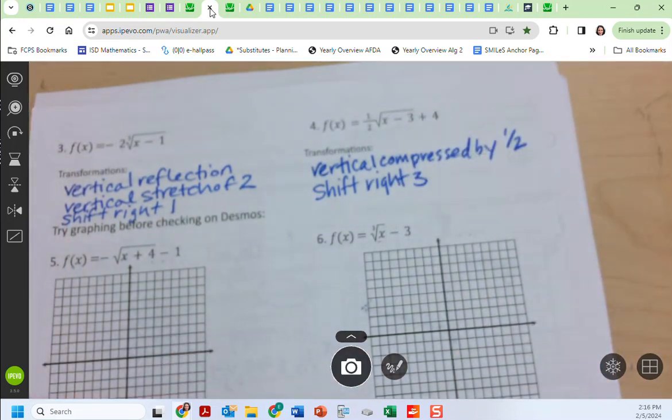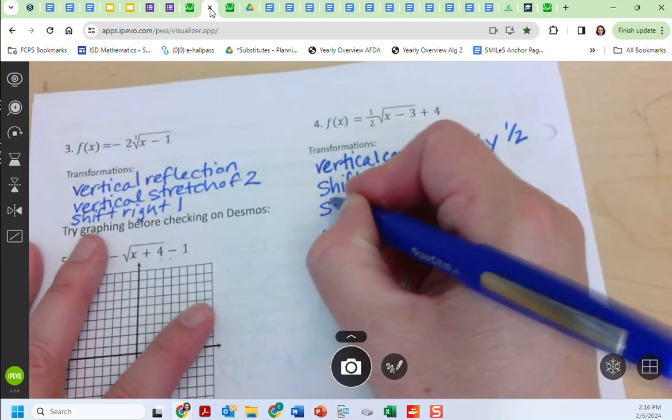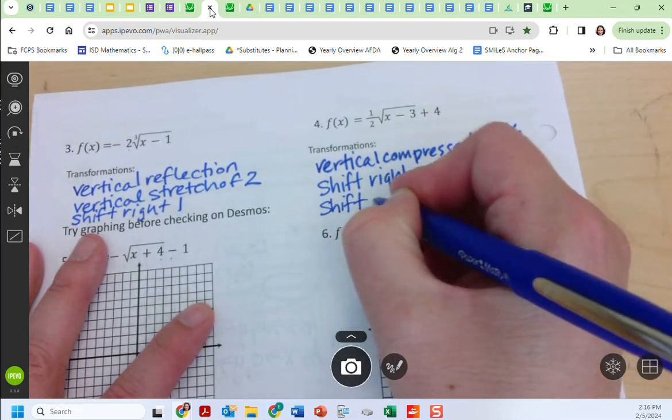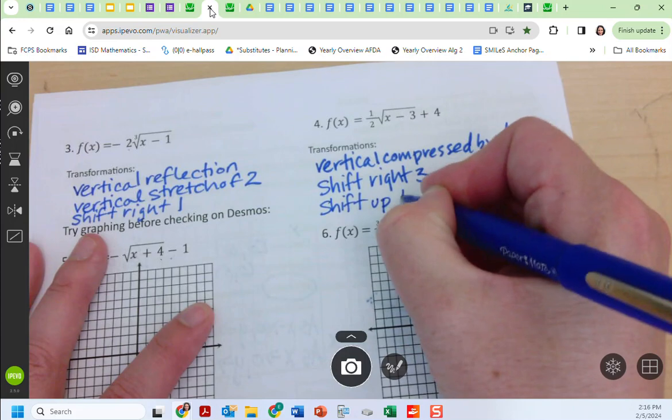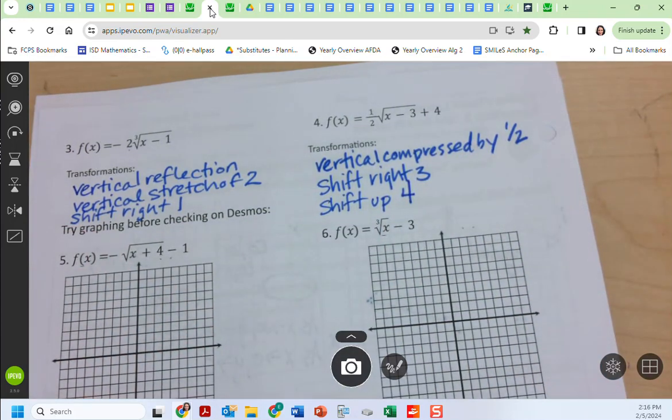And the plus 4 shifts your graph which way? I heard 1 vote for up. Anybody else for up? Yeah. So the plus 4 shifts your graph up 4. Notice I never even graphed it because they always happen in the same place.